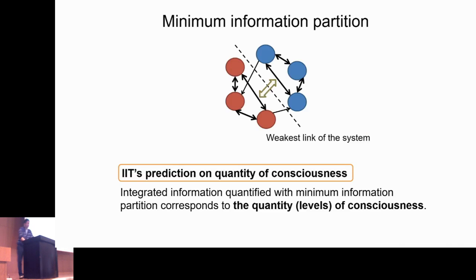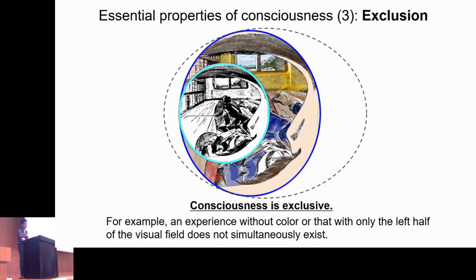But anyway, IIT's prediction on the quality of consciousness is that integrated information, quantified with the minimum information partition, corresponds to the quantity or level of consciousness. But again, this is a hypothesis, so we need to check this in experiments, of course. So let's move on to the third one.